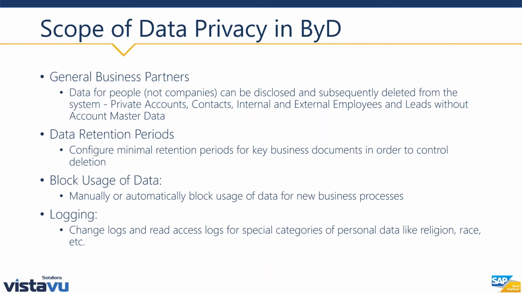And then there's also read access logging. Logging will create change logs and read access logs for special categories of personal data, things like your religion, race, etc. There's things for accessing attachments and whatnot. We'll go through the lists when we jump into the system, but basically if someone goes in and actually makes a change to a particular section of data within a business partner record, or looks at certain data, the system will log it, and there's a nightly job that actually tracks all that, and you'll be able to see what the results of those logs are.